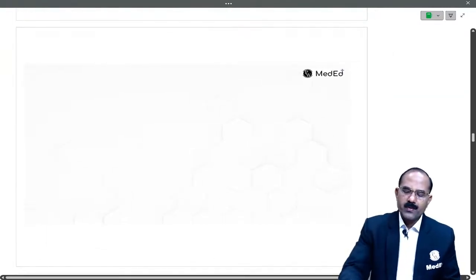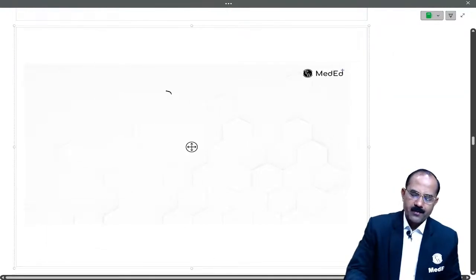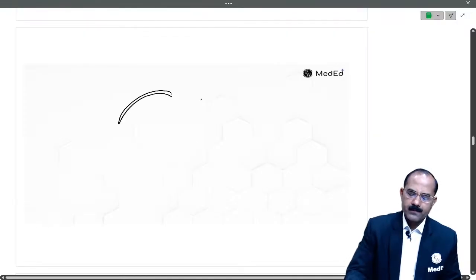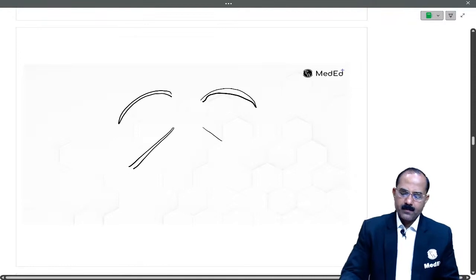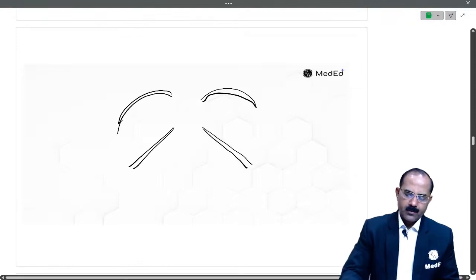A quick go through this. I'll just quickly revise this for you. Okay, you should be able to revise the bones like this without looking at the bones.